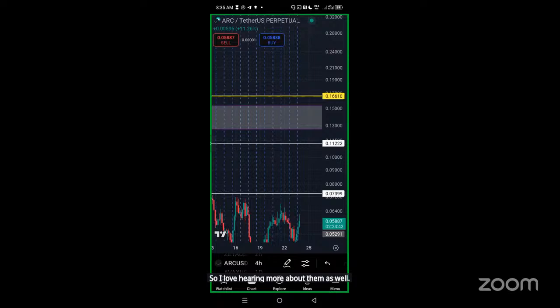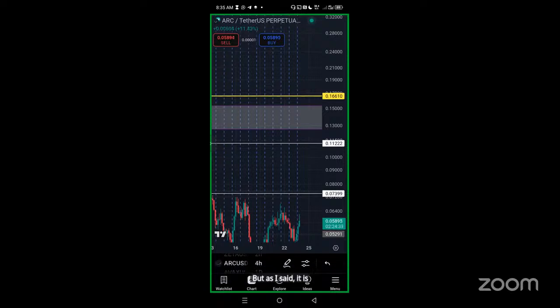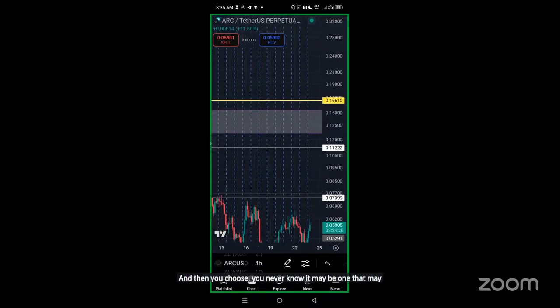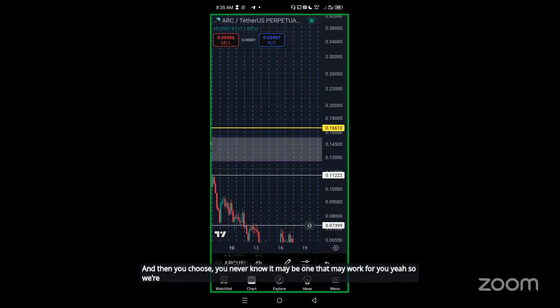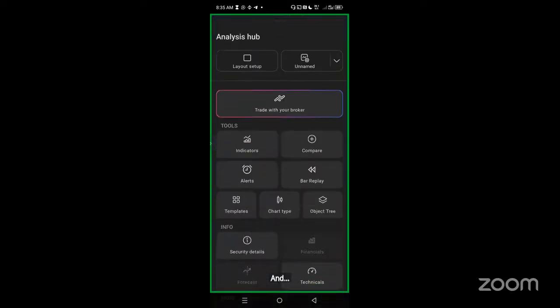Now there are specific indicators that are also good, but just as I said, it is a matter of exploring. You can go ahead and explore them more, and then you choose. You never know, it may be one that works for you. Yeah. So we're going to look at an indicator called the Stochastic RSI, the Stochastic Relative Strength Index indicator, and this indicator is a trend indicator.